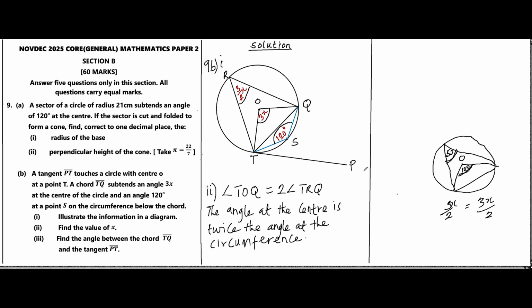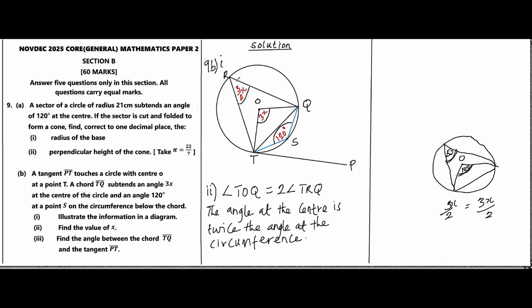So we know this particular property. Now, if this is the case, then how do we solve for x? So we also know that opposite angles in a cyclic quadrilateral sum up to 180 degrees.